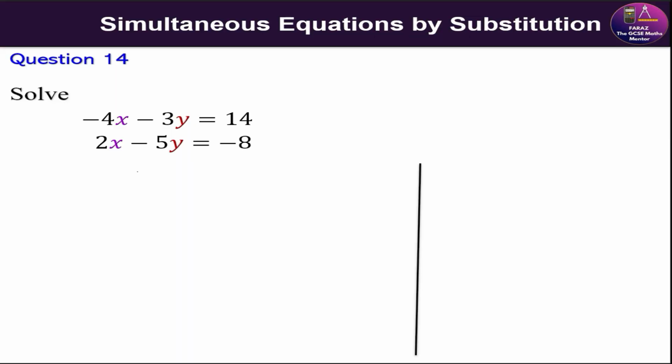Alright, question number 14. Negative 4x negative 3y equals 14. So here we are going to do this question by substitution method. To do it by substitution method, we have to make x the subject in any of the equations. So we have this one as equation number 1 and 2. You can make x the subject in equation number 1 or equation number 2. It is up to you. Or you can make y the subject also. So I am taking equation number 1.